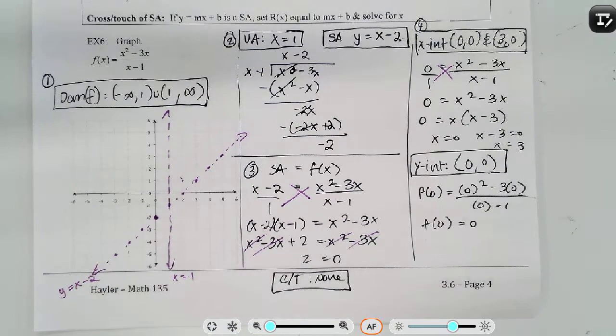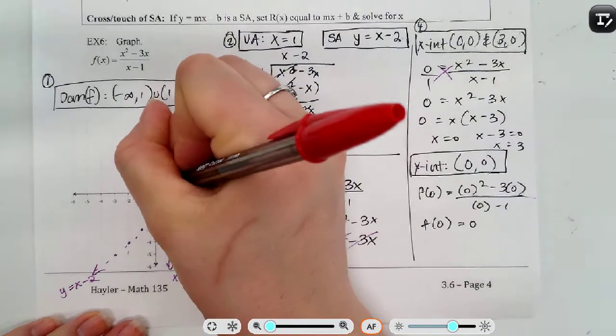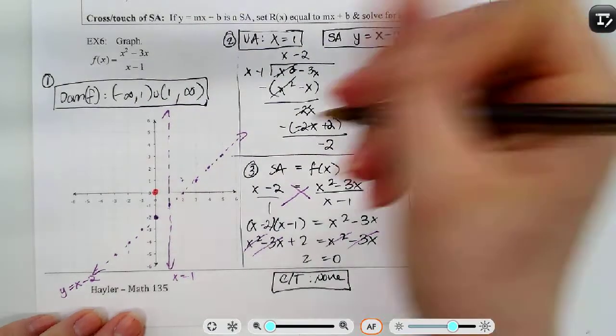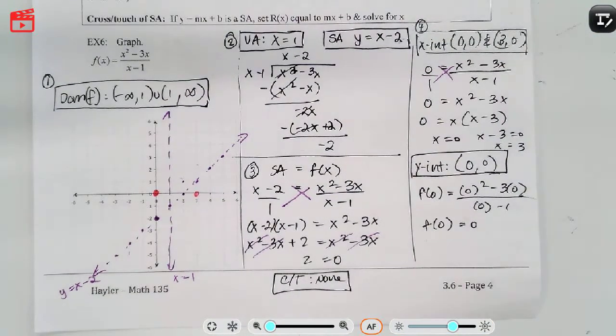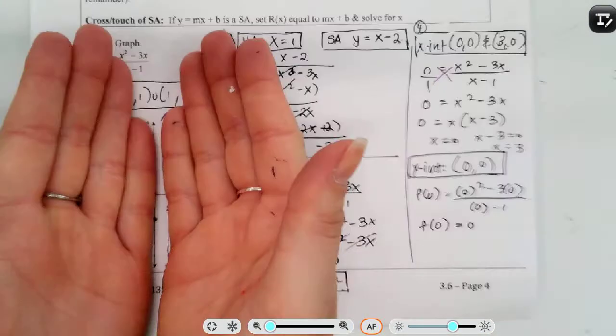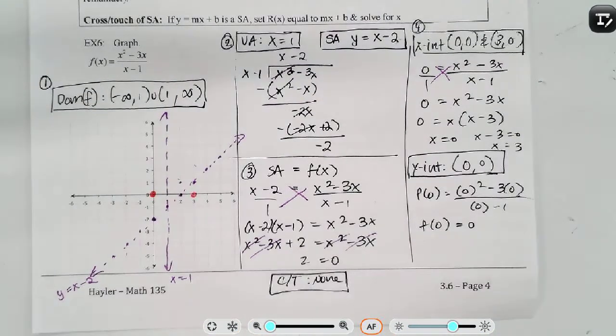All right. So let's go ahead. What are my intercepts? Well, my intercepts, I have 0, 0, and then 3, 0. Okay, so my vertical asymptote has halved my graph, 2 sides, 1, 2.